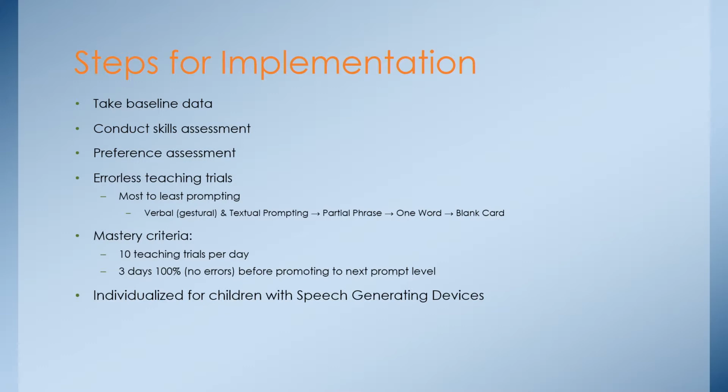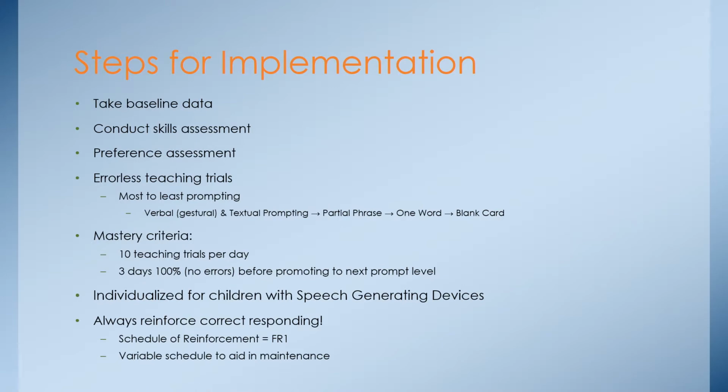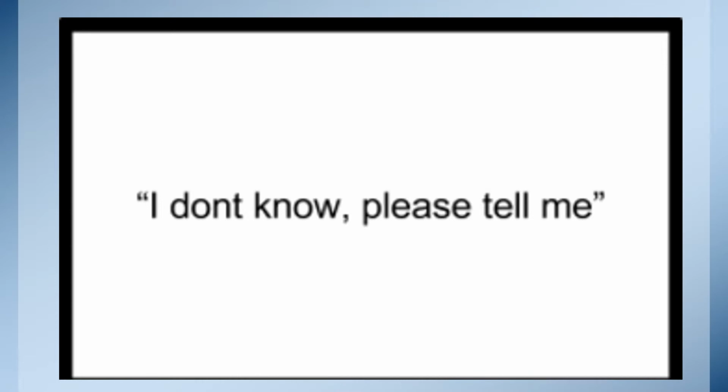to teach the child how to demand for information using their device. Remember, too, that reinforcement is key, so we will be using a fixed ratio 1 schedule of reinforcement during teaching trials, where the child will be reinforced after every correct response. Once the skill has been mastered, reinforcement should be put on a variable ratio scale to aid in maintenance and generalization of the skill.